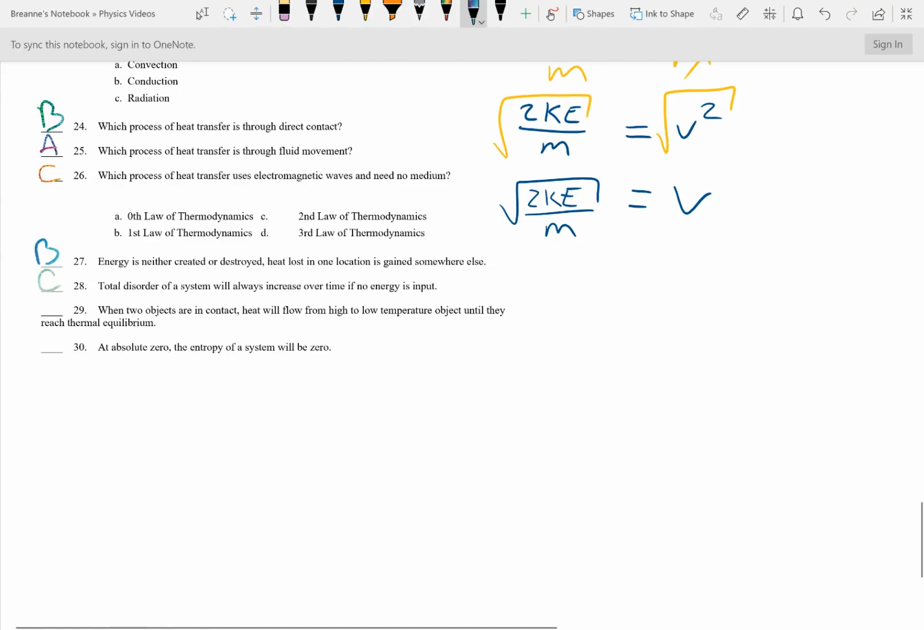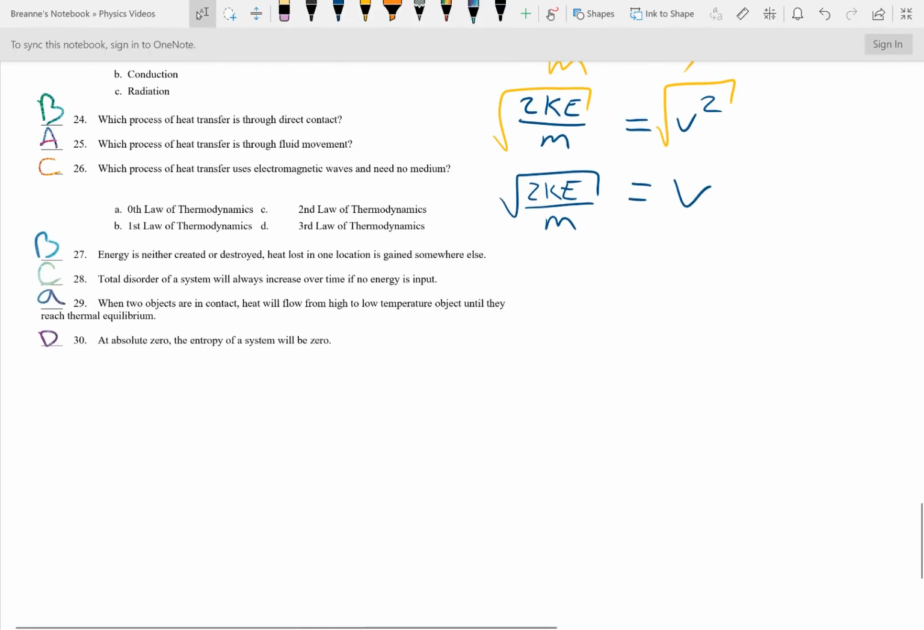When two objects are in contact, the heat flow goes from high to low until it's in equilibrium. That is your zeroth law. And then absolute zero is your third law. That's officially done with the review.